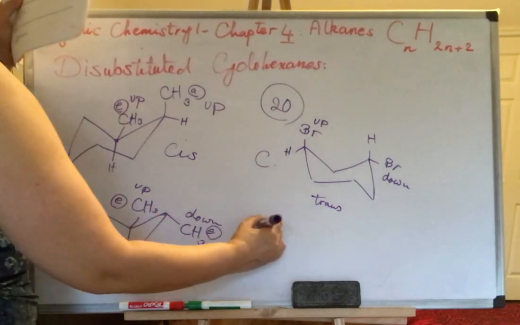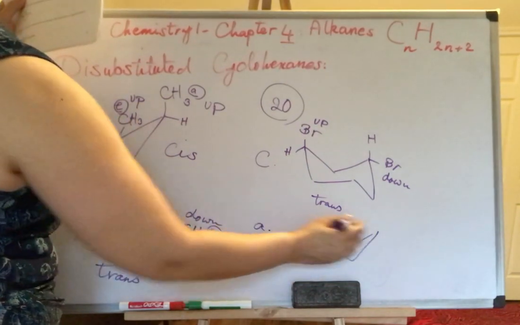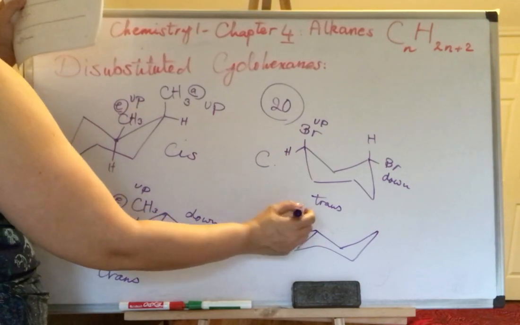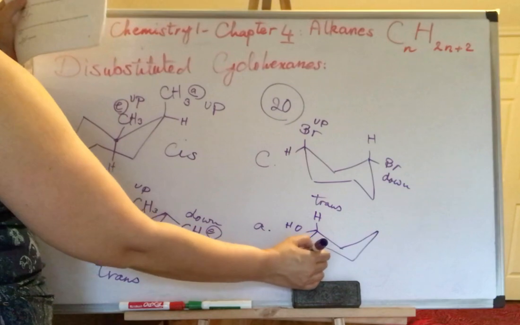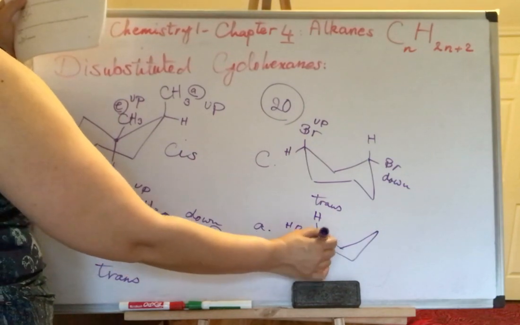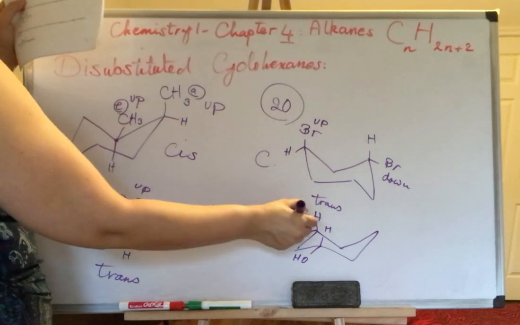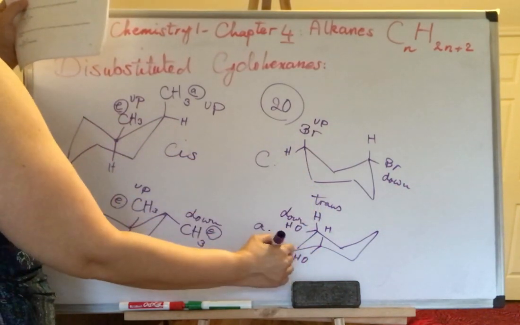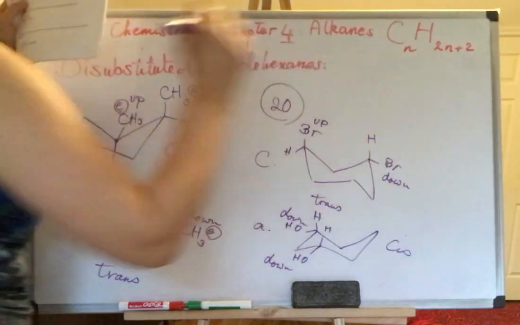Let's work on A also. A is a good example. So we have an OH here, and its hydrogen is up. We have an OH here, and its hydrogen is up. So OH is down, right? And this one is also down, both on the same side. How would you label it? Cis.